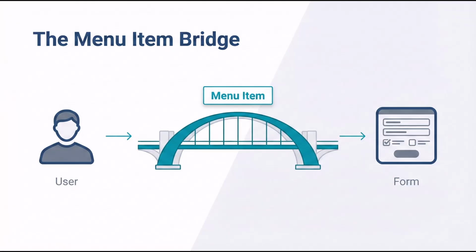Alright, that brings us to phase 5, the menu item. You might be wondering, why do we need this? Well, in D365, you can't just open a form directly. You need a menu item to act as the bridge. It is basically the clickable button that tells the system which form to launch.